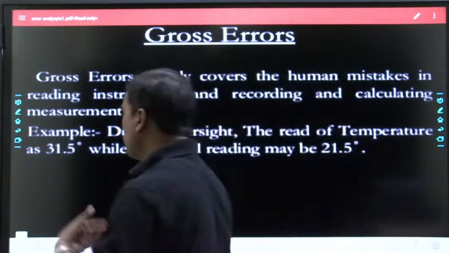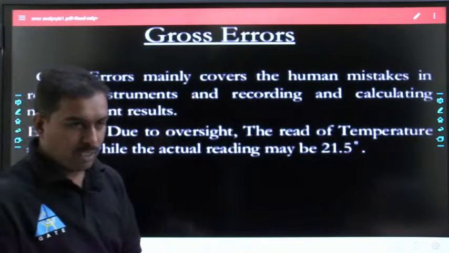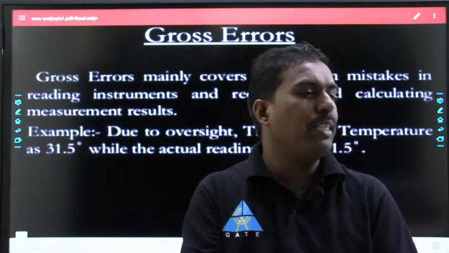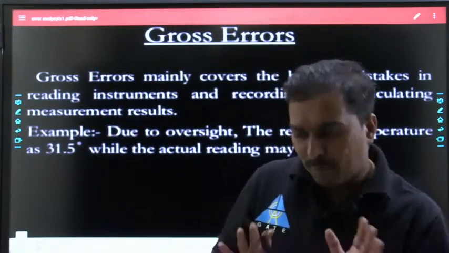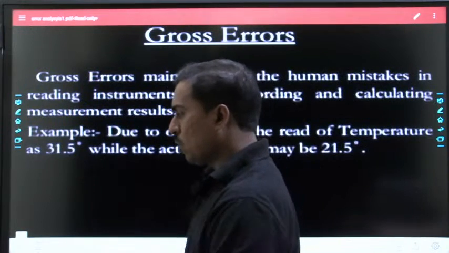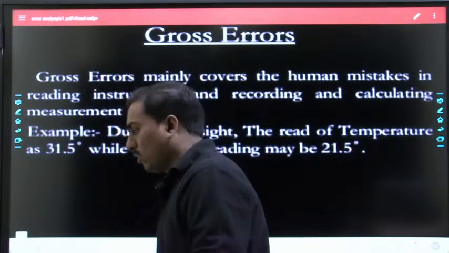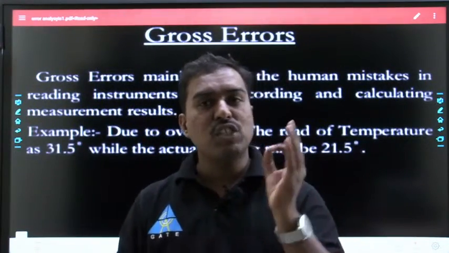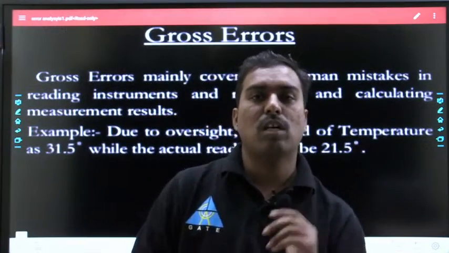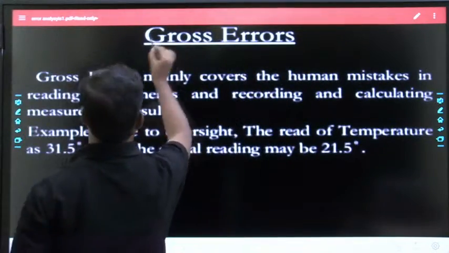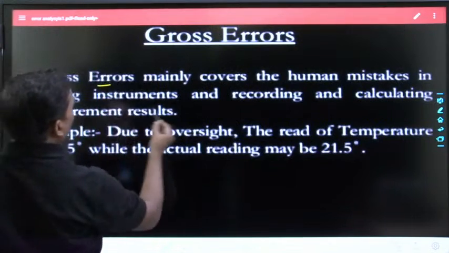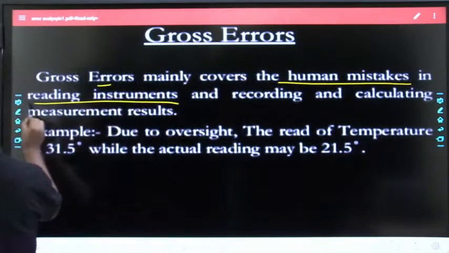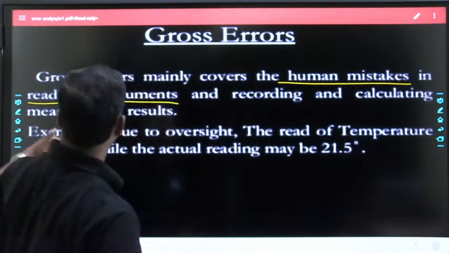So this is actually not with the instrument. This is not due to the instrument. This is just due to the experimenter. The person who is doing the experiment is not standing properly, or is seeing it like this or like this, or has not connected the equipment properly. So the errors that happen due to human mistakes are called gross errors. Gross errors mainly cover the human mistakes in reading instruments and recording and calculating measurement results.